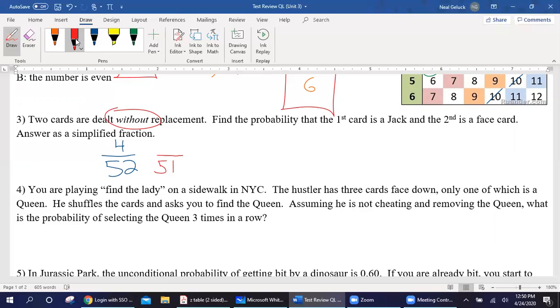A jack is a face card because the jack has a face on it. Remember, there are 4 jacks, 4 queens, 4 kings. Those are your face cards. So there are 12 total face cards. But again, assume that I pulled one of those out. So now there are only 11 face cards left.